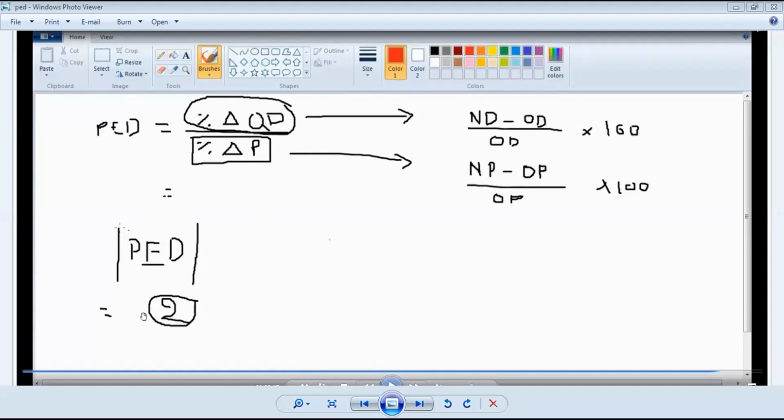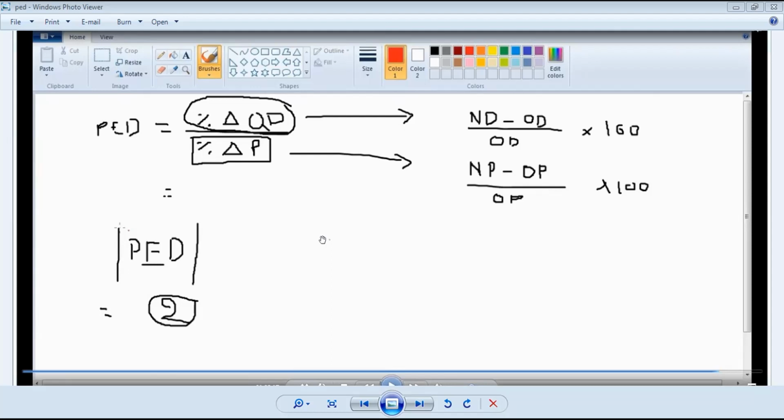And if you remember, how do we interpret our result? We take the absolute value. That means we ignore any negative sign. So ignoring the negative sign, if the result is between 0 and 1, what does it mean? There are two possibilities, right? If it is 0 to 1, it means inelastic. And if it is above 1, not equal to 1, above 1, it is elastic. You need to remember that.